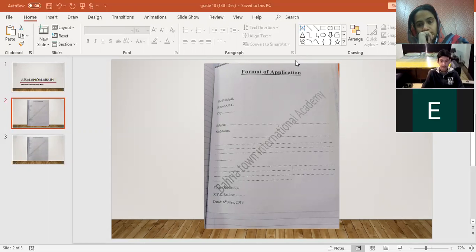So that the reader understands what the application is about. Yes, because applications are written to a designated person, a person higher than your rank, the reader may not have enough time to read your whole application thoroughly. So just by reading the subject, you will get to know what the application is all about, and what has been written in the application.